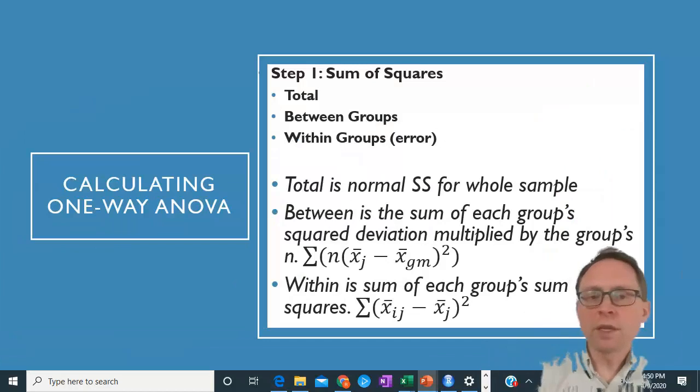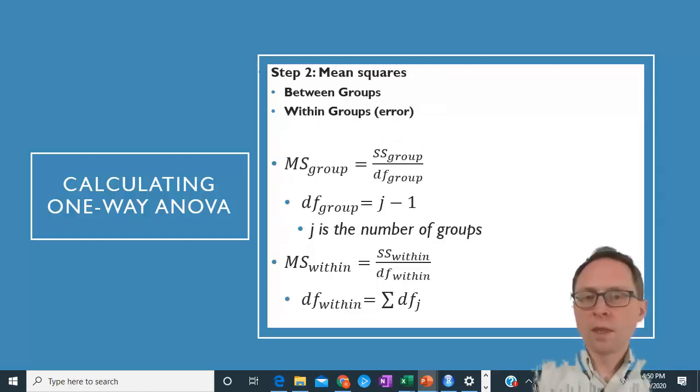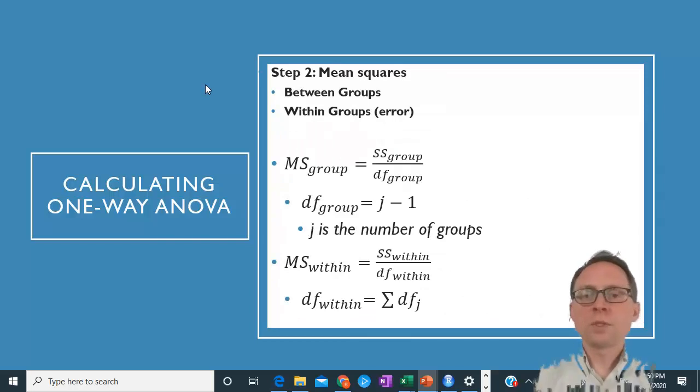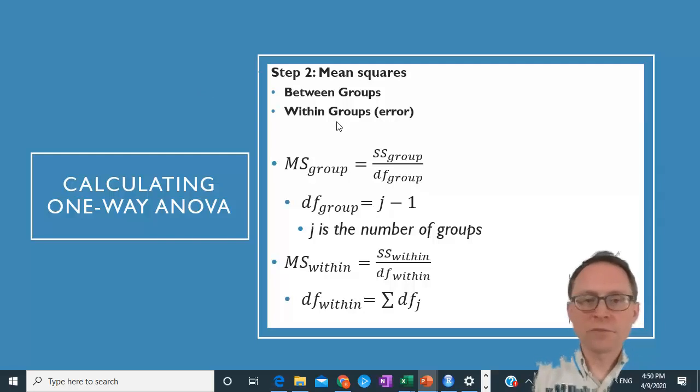So what we just did was calculate step one, the sum of squares. We got the between group sum of squares and the within group sum of squares. Those equal the total sum of squares. Now we need to get what's called the mean squares for the group and for within. This looks like a lot of stuff, but it's really not that big of a deal.